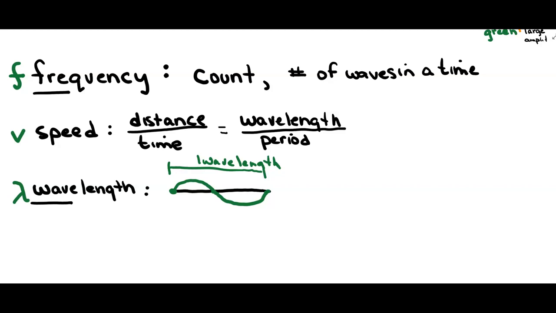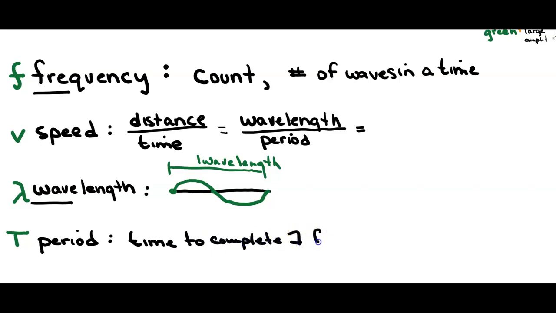We also use a capital T for period. That is the time it takes to complete one full wave cycle, or one wavelength of energy to pass. If we go back to our definition of speed, we can see that we can write this as a formula as wavelength over period, lambda over T.